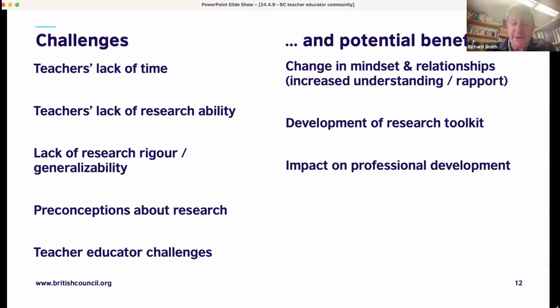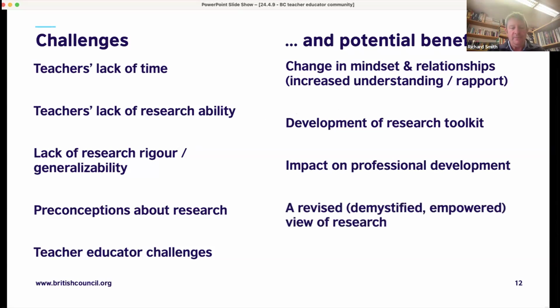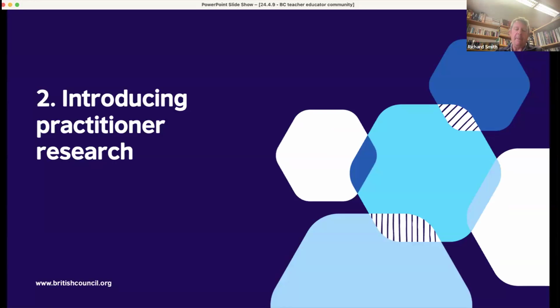It's teacher research for development of teachers. I'm not so concerned with whether it is going to be generalizable, if it's going to have usefulness to that teacher. And they end up with a revised, demystified view of research. And at the end, I'd like to come back to the issue of benefits for you as a teacher educator.